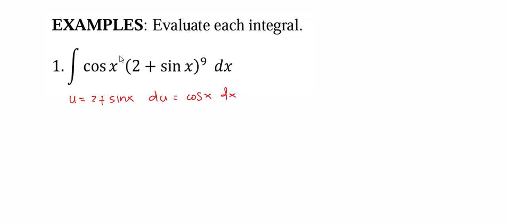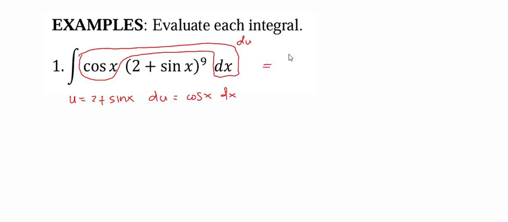Pero dito, mapapansin natin that the remaining part, so cosine of x times dx, can be replaced entirely by du. So yung cosine x times dx, du lamang siya. So we replace this by du. So this one is equivalent to, plug in natin si u, we have u to the 9, and then the remaining part, it would be du. So the answer, it would be u to the 10 over 10 plus c.